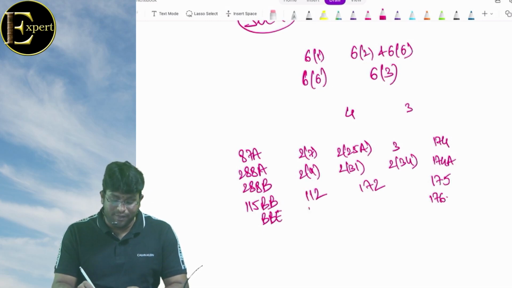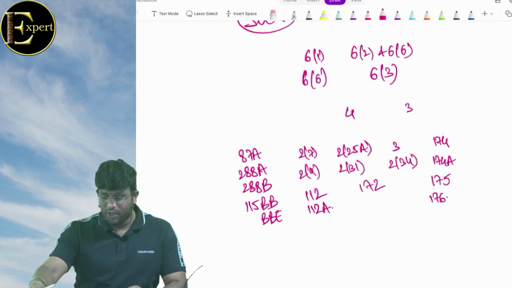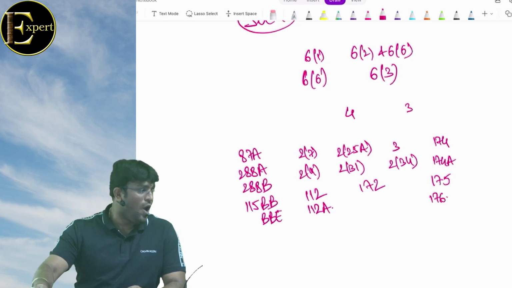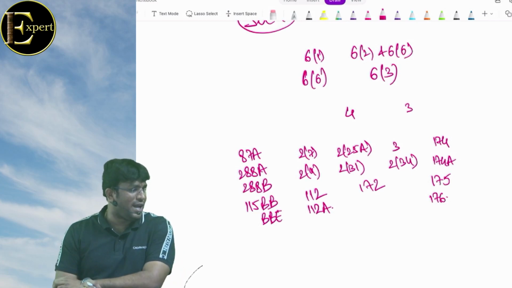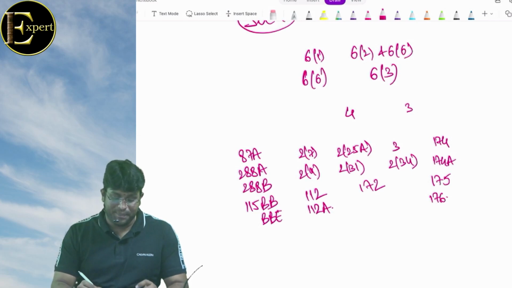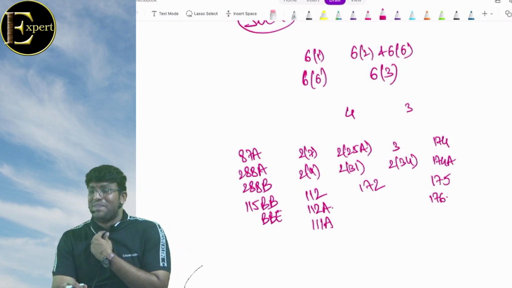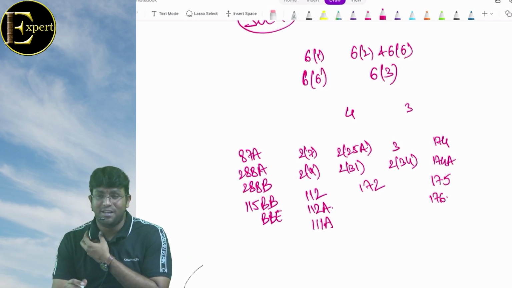LTC general rate, 112A: long-term capital gain on sale of equity shares or units of equity-oriented mutual fund or units of business trust through a recognized stock exchange on which STT is paid is taxed at the rate of 10% on the amount exceeding 1 lakh. 111A: same case, not long-term, so it is short-term. Tax at the rate of 15%.